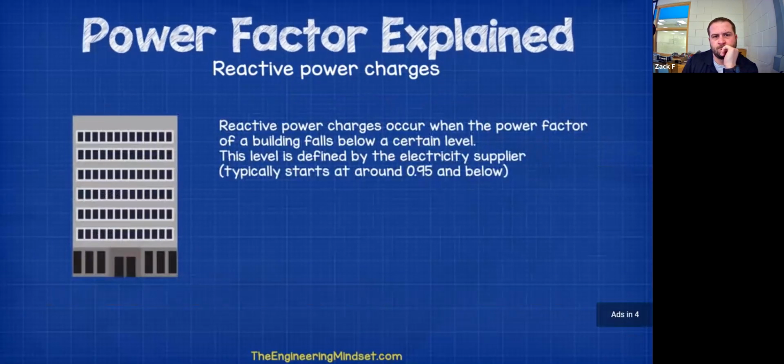Reactive power charges occur when the power factor of a building falls below a certain level.